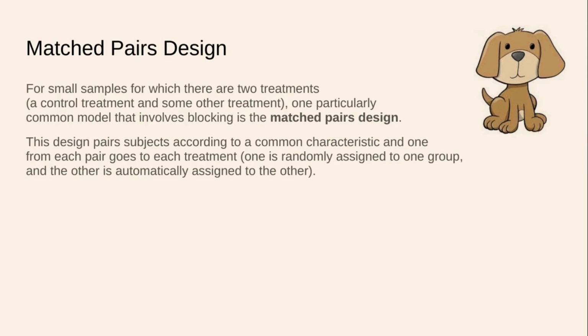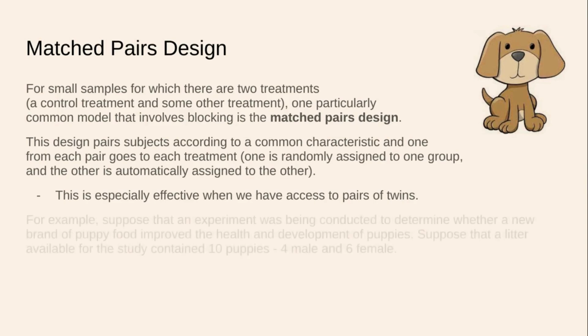That is, you pair subjects that have some common characteristic. One is randomly assigned to one group, and the other is automatically assigned to the other. This is very common in studies among twins. So you have pairs of twins, and you randomly decide which twin is going to go to the control and which twin is going to go to the treatment. And we like to do this with twins because twins are genetically similar, so they'll likely respond in a similar way. All right, so when we have pairs of twins, this is a great idea.